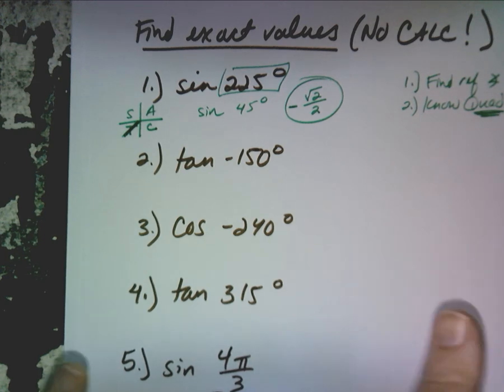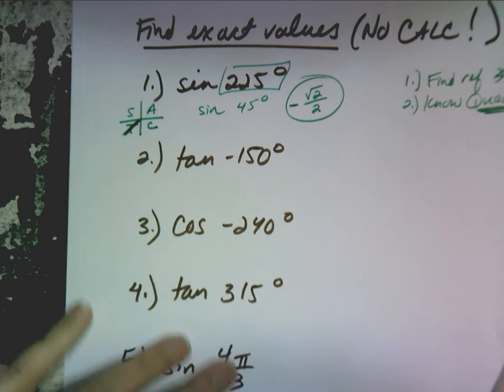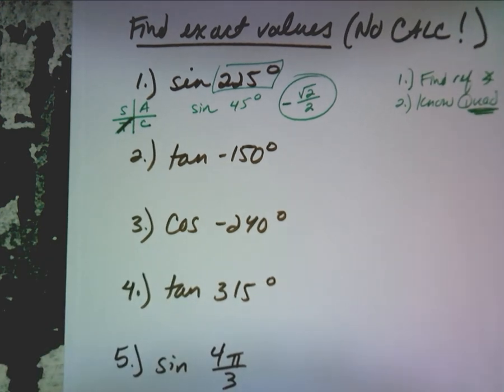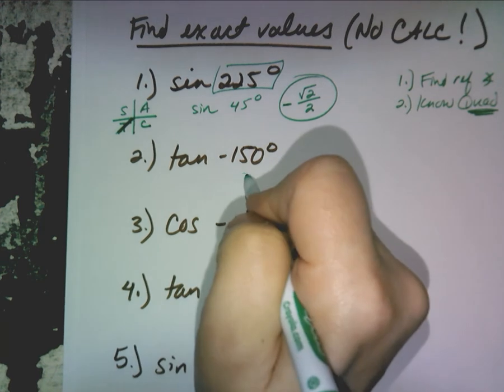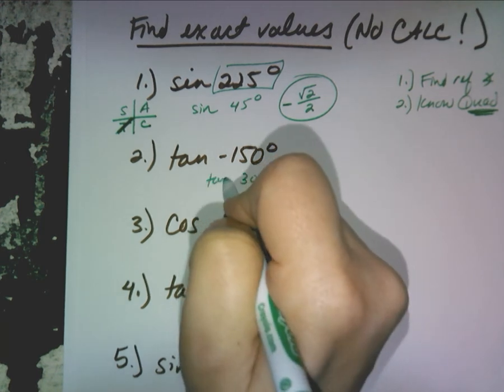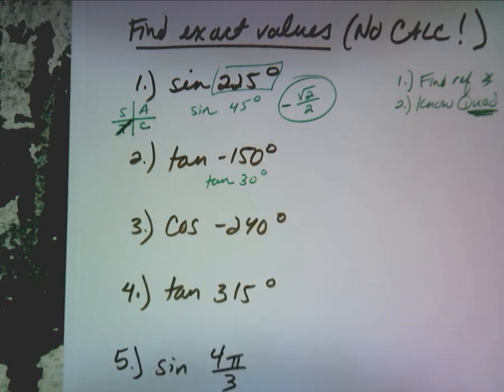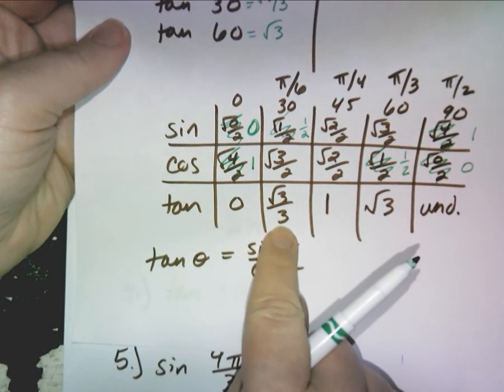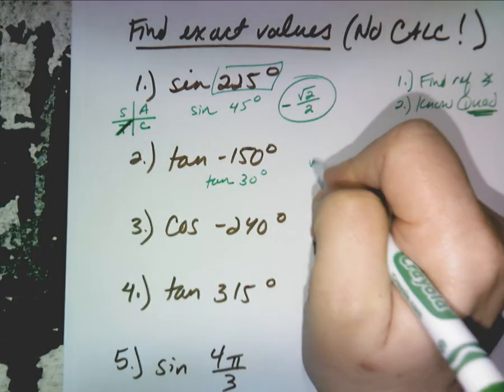So let's do it again, okay? Negative 150. Are you closer to 180 or are you closer to 360, and by how much? 180, by how much? 30. So we are going to go to the tan of 30. So again, look at your chart. Tan of 30. Oh, I know what it is. It's root 3 over 3. So write down root 3 over 3.